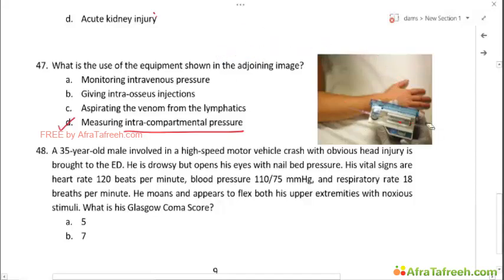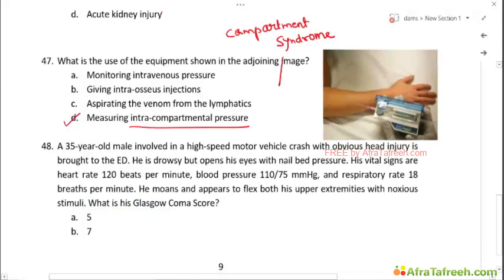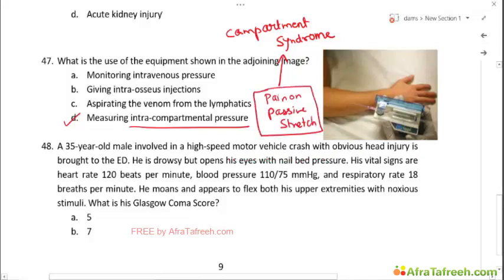Why on earth would you like to measure an intracompartmental pressure? It's when you suspect a compartment syndrome. And when will you suspect compartment syndrome? Okay, one of the earliest signs is pain on passive stretch. This is one of the earliest signs which is seen in patients with compartment syndrome. Never rely on absence of pulse. This is a late sign. If you wait for this to happen, you've already missed the train.